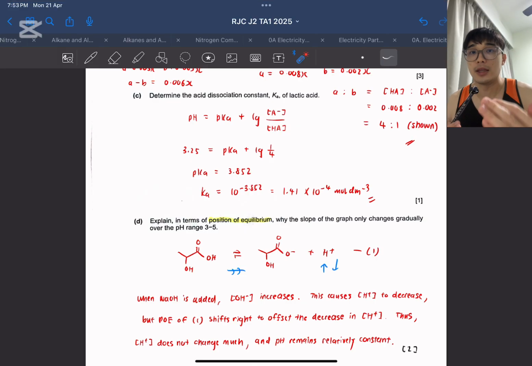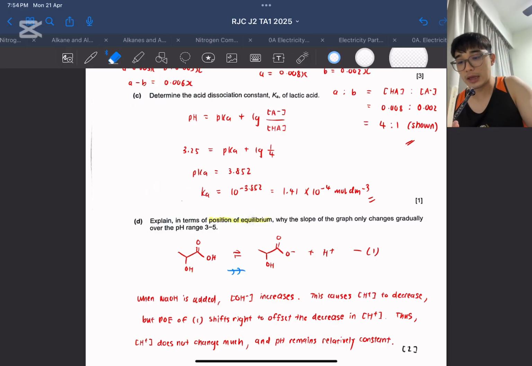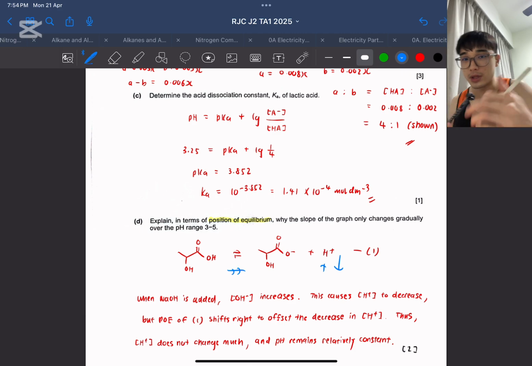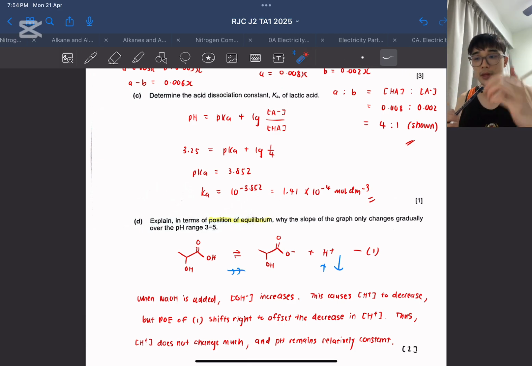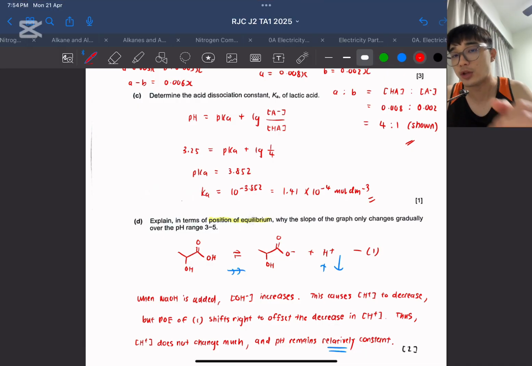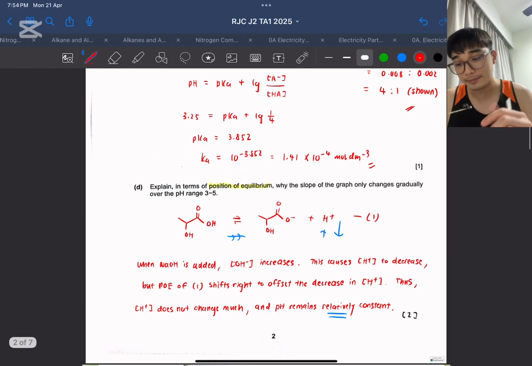When NaOH is added, the pH still increases just to a very small extent because, again, when the H plus initially drops, the POE shifts right, causing H plus to increase, but not as much. Overall, there's still a little drop over here. But the point being, because the change is very small, the pH remains relatively constant. Don't write constant only, you must use the word relatively. Because eventually, at the end of the day, there's still a change. Okay, so that's our answer here.